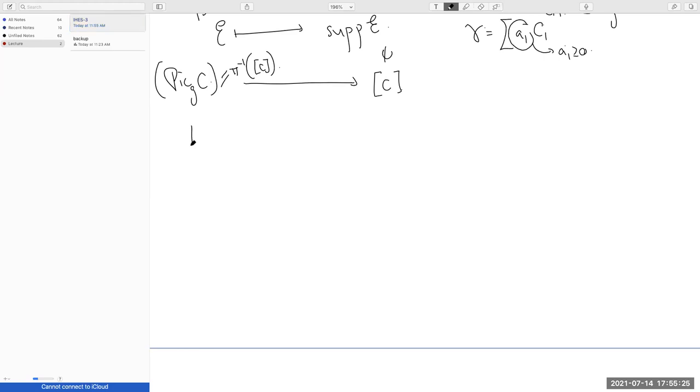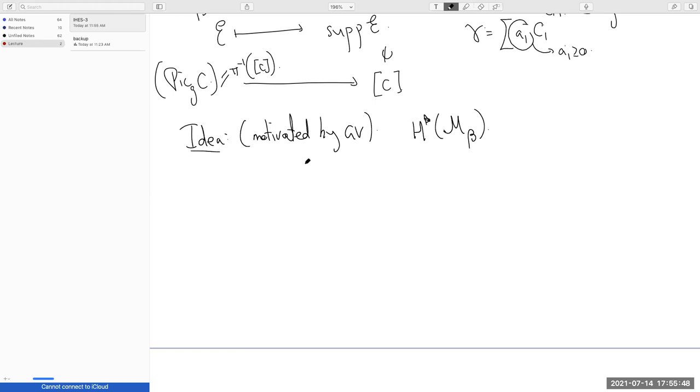So the idea, and again, this is motivated by this original paper, is that we want to decompose something like the cohomology of M beta according to the contributions of curves of different genus.